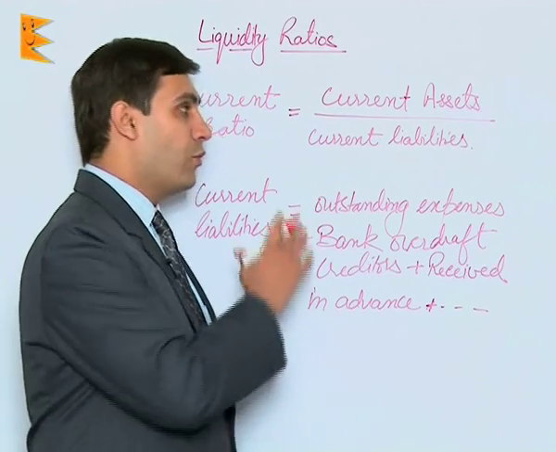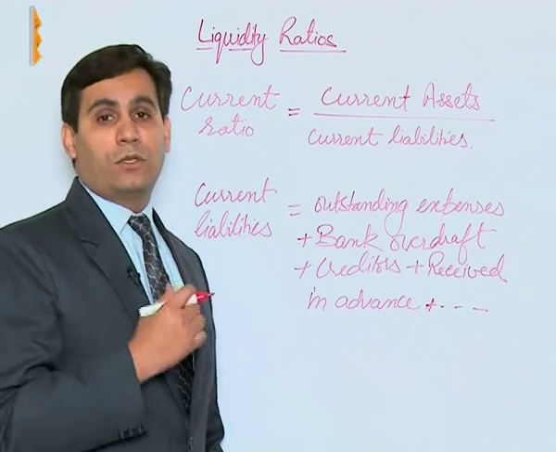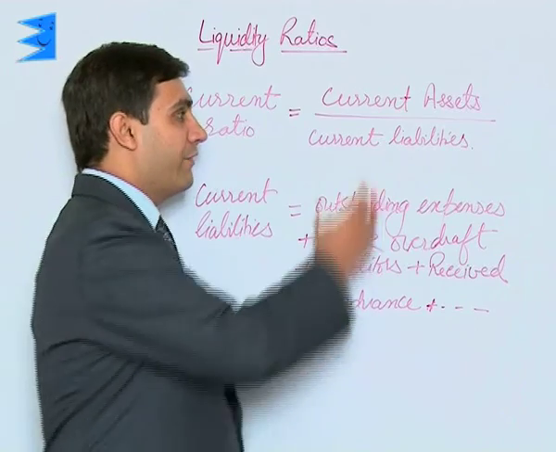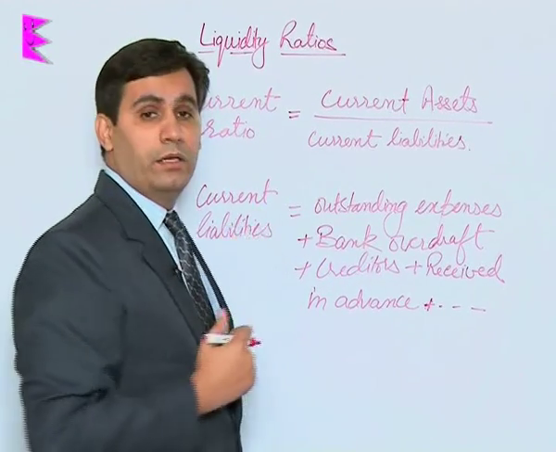So now students, we know what are current assets, we know what are current liabilities. We can total current assets and total liabilities, and by dividing the current assets by current liabilities we can get to current ratio.